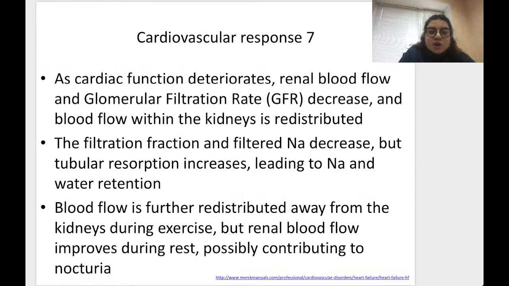As cardiac function deteriorates, renal blood flow and glomerular filtration rate decrease, and blood flow within the kidneys is redistributed. The filtration fraction and filtered sodium decrease, but tubular resorption increases, leading to sodium and water retention. Blood flow is further redistributed away from the kidneys during exercise, but renal blood flow improves during rest, possibly contributing to nocturia.